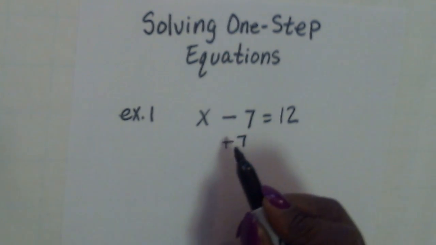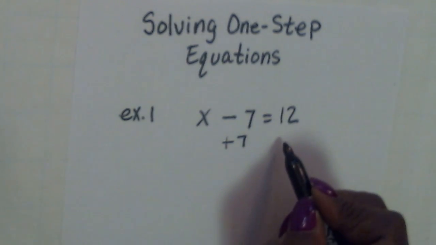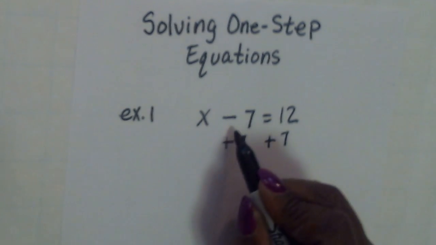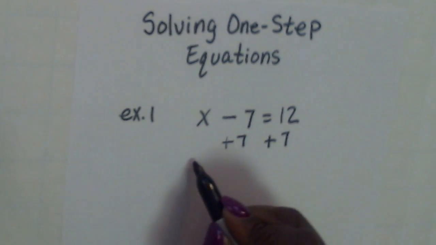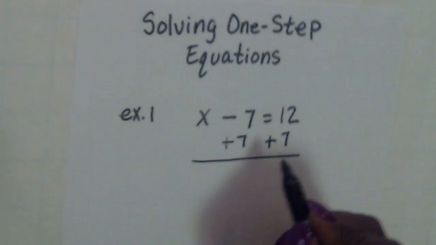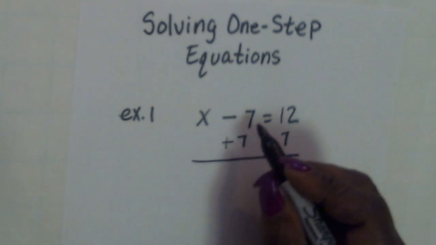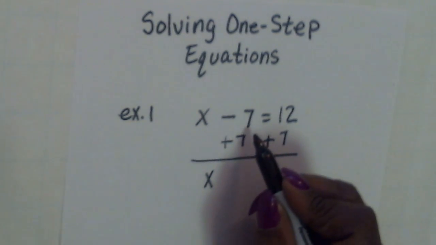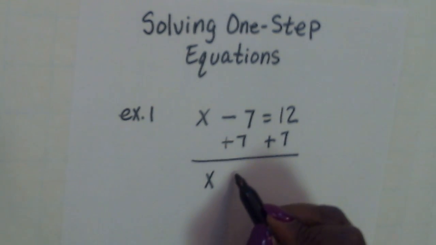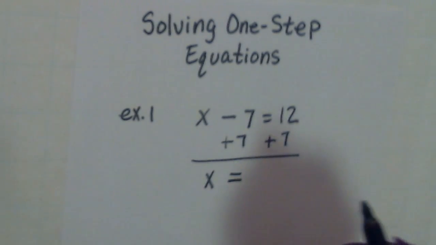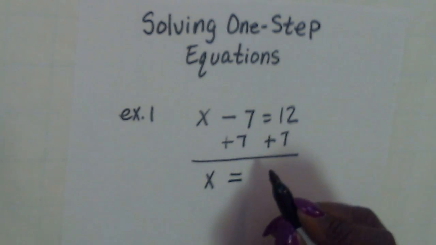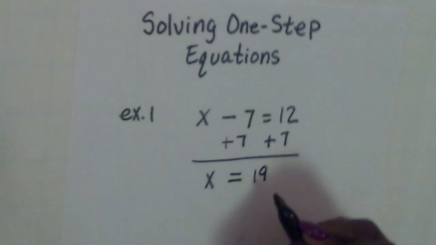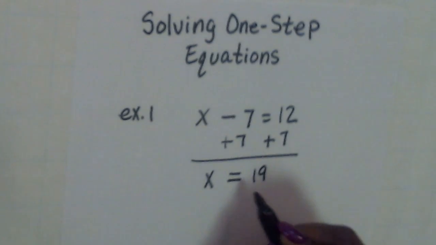But whatever I do on one side of the equal sign, I have to do on the other side of the equal sign. That's what the equal sign means. Both sides equal the same. So I'm going to add 7 to both sides. When I do, I can bring the x down because I'm not doing anything to it. And then 7 minus 7 is 0. We don't need to write the 0, so I can go right ahead and write the equal sign and then add this side. 12 plus 7 is 19. So the value of x is 19.